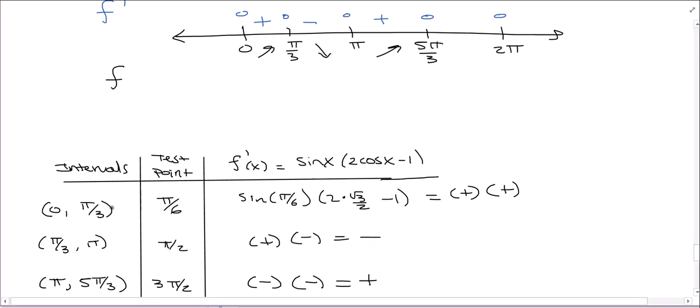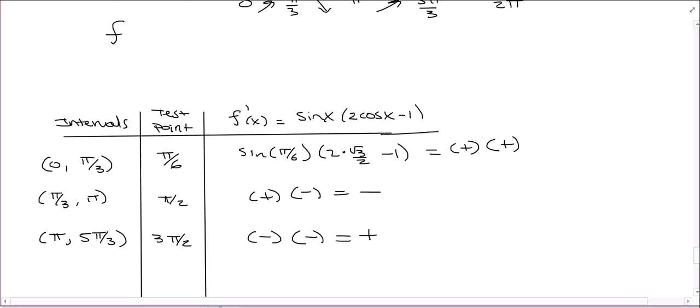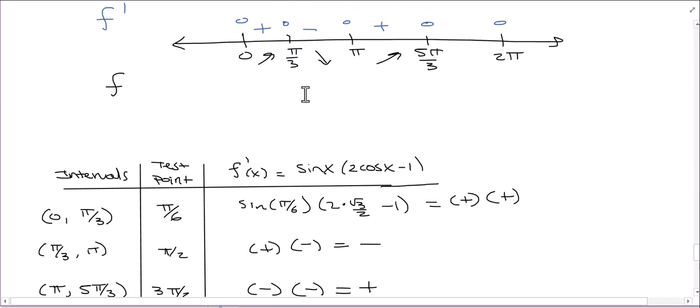And then the last interval between 5 pi over 3 and 2 pi, what can we pick? We can pick 11 pi over 6. And sine of 11 pi over 6, that's going to be negative because 11 pi over 6 is in the fourth quadrant, so sine is negative there. And then cosine is positive, root 3 over 2, so we're going to have the same math over here, so that's going to be positive. So you have a negative times a positive, which is negative. So the derivative is negative there, which means that the function is decreasing.